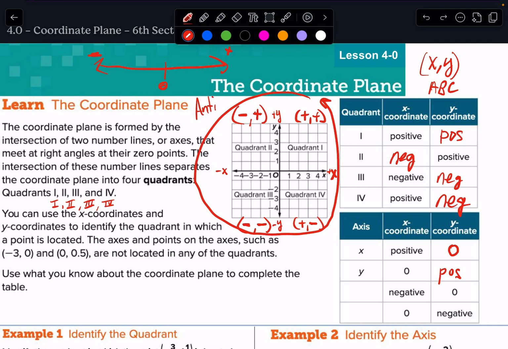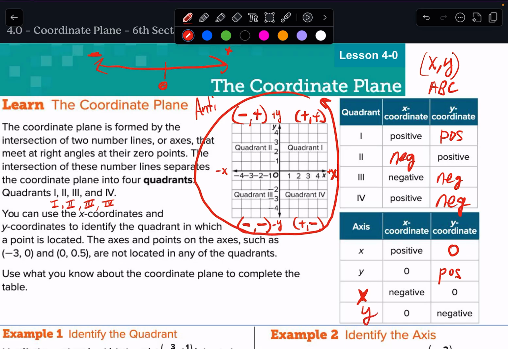Okay. Now, if you're on the x-axis and your x-coordinate is negative and your y-coordinate is 0, you'd be on the x-axis this time. And if your x-coordinate is 0, you don't go left or right. If you just go down, negative, you would be on the y-axis.